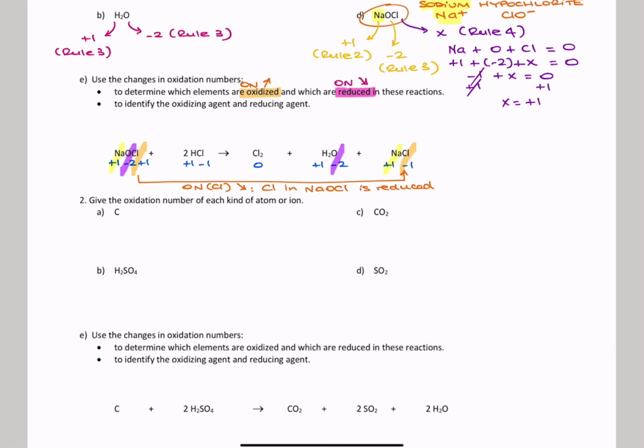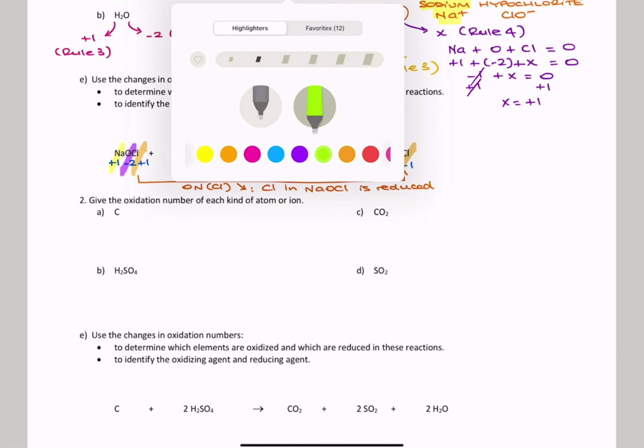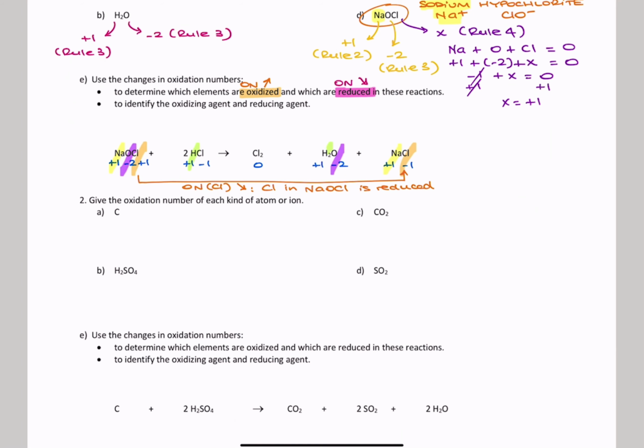And now we can take a look at H. H is still the same. Now we're going to take a look at Cl being -1 in HCl, and Cl becomes 0 in Cl2 on the product side. Therefore, for this Cl, I observe an increase in oxidation number. The oxidation number of Cl increases. Therefore, Cl in HCl is oxidized.